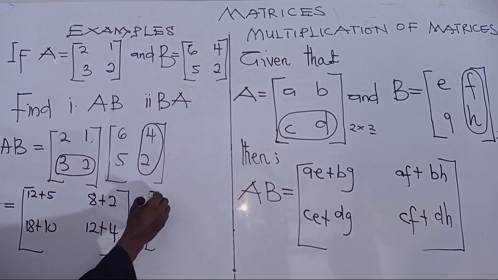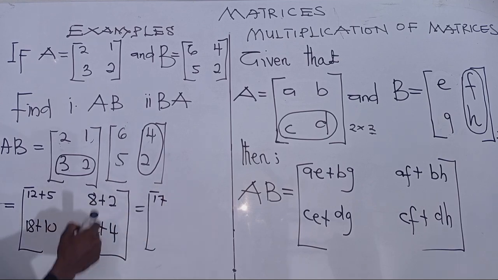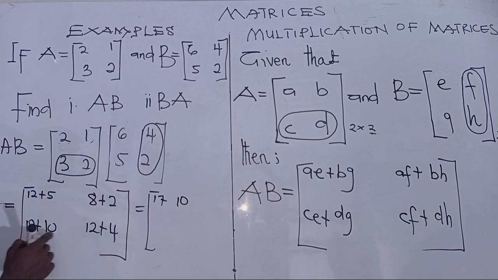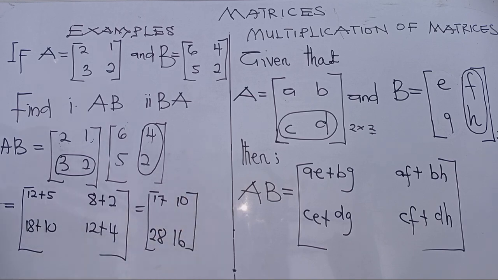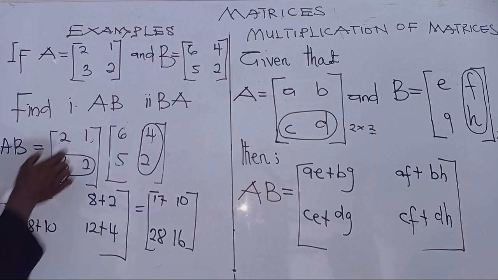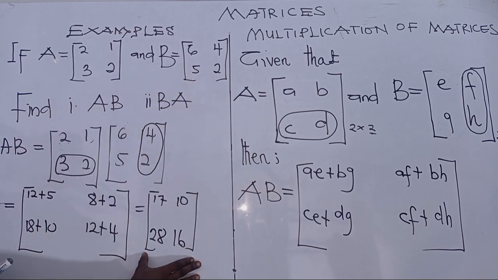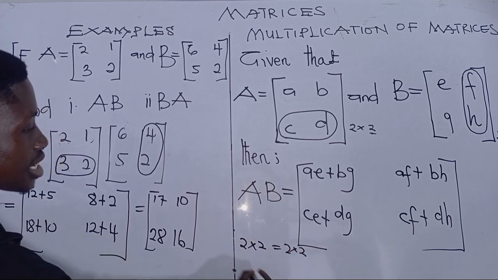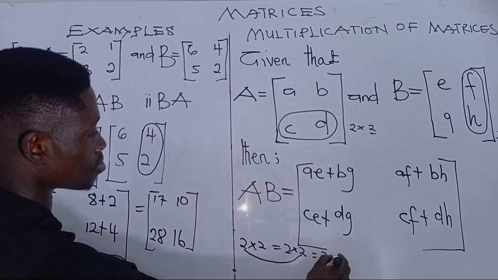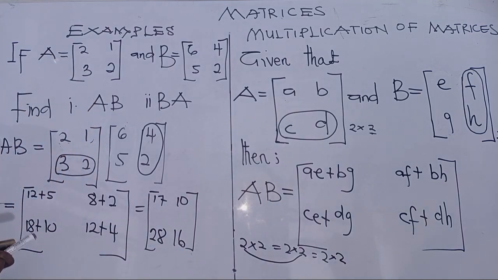12 plus 5 will give us what? 17. 8 plus 2 will give us what? 10. This will give us what? 28. And this will give us what? 16. So this is how we multiply a matrix by another matrix. So the product of these two matrices is this particular matrix. So as I said earlier on, if you have, let's say, a 2 by 2 matrix multiplying by a 2 by 2 matrix, the resulting matrix is going to be what? A 2 by 2 matrix.